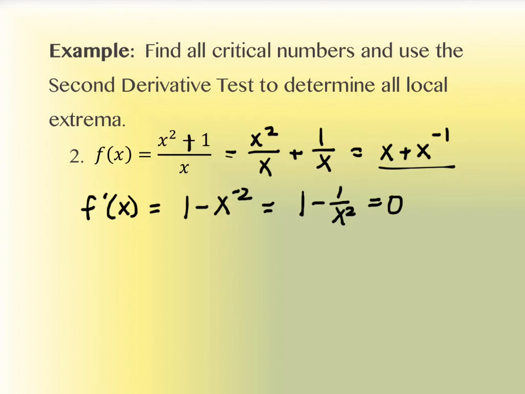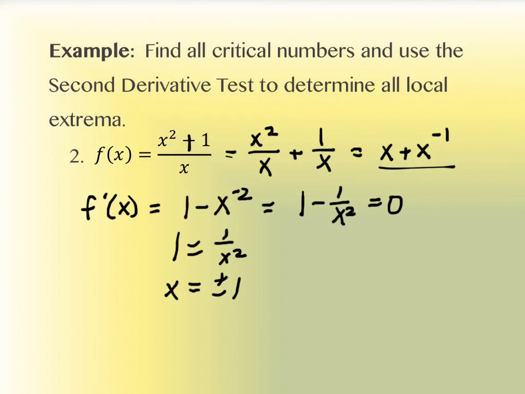What was it then? Because we would bring that -1 down, yeah. All right, so now we're going to find out where this is equal to 0. So what can we do? Add the 1 over x squared to the other side. So what would x equal? Plus or minus 1.